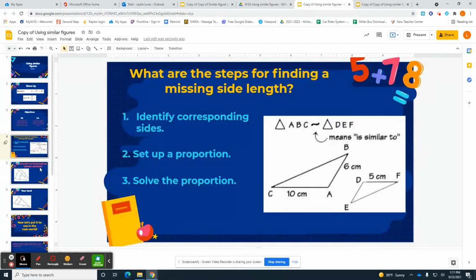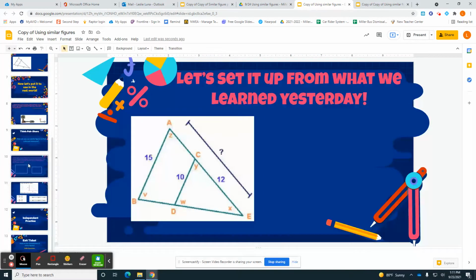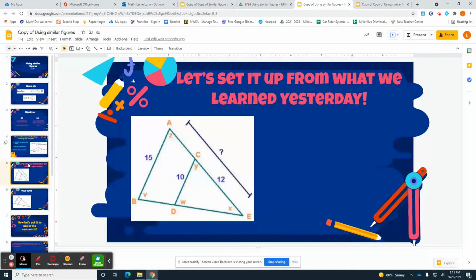And those are the two triangles you have in the picture. Okay. So now we are going to move on. So let's set it up for what we learned yesterday. So from yesterday, we had two different shapes. Here we have one shape where one is inside the other. So just so you know, you have to make sure that you separate the shapes. Okay, so I'm going to redraw this as two separate shapes.